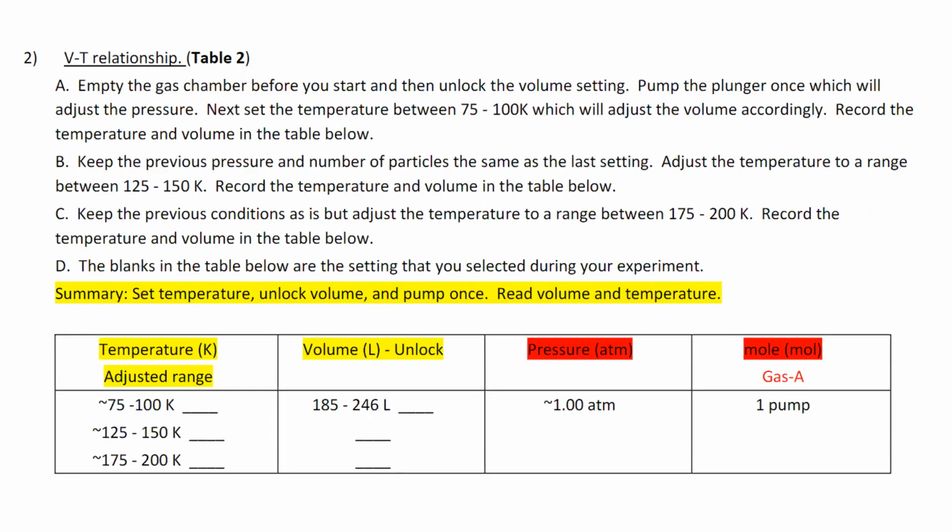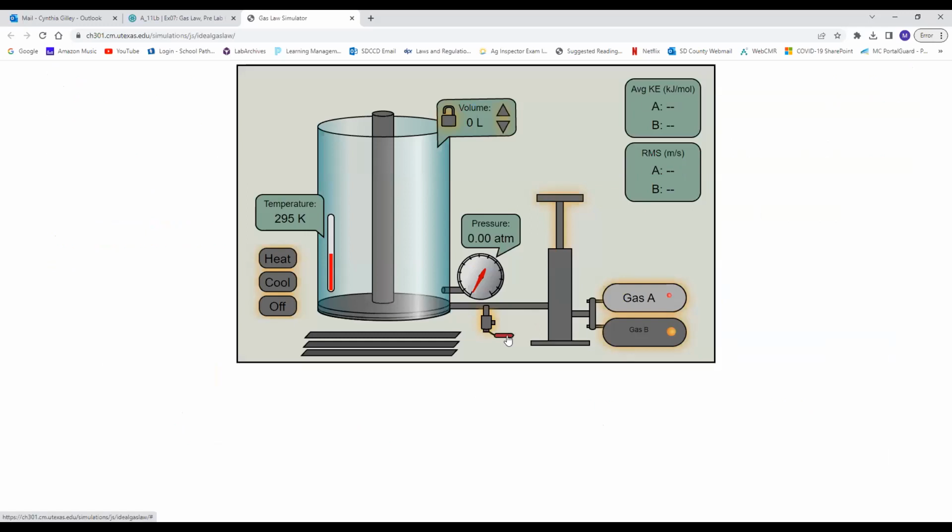All right, so for table 2, we're investigating the volume temperature relationship. So we're going to go back to the simulator. Remember, we always want to empty the chamber when we're moving on to the next table. All right, so it says make sure to have the volume unlocked. Pump the plunger once, which will adjust the pressure. Right now we're at 1 atmosphere. Next, set the temperature between 75 and 100 Kelvin. We're going to cool this way down. So we're at 100 Kelvin.